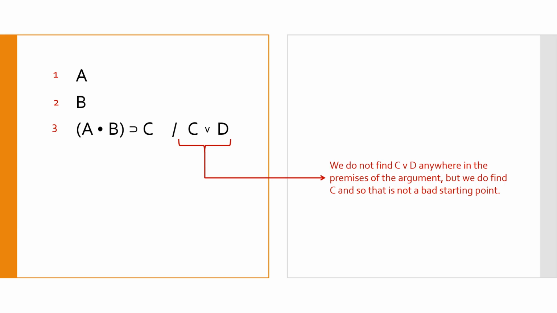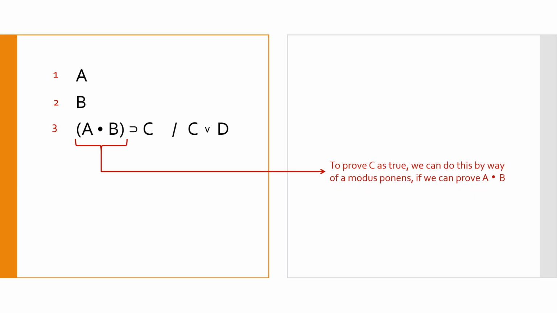As you will notice, we do not find our conclusion C or D anywhere in the premises of the argument. And remember, this is always a good starting point, to go look for your conclusion hiding out somewhere in the premises, as this will typically suggest a place to start. Now, we don't find C or D, but we do find C, and so this is probably a pretty good starting point for us anyway. Now, notice if we want to try to prove C is true, then we can do this by way of a modus ponens if we only can prove A and B is true.